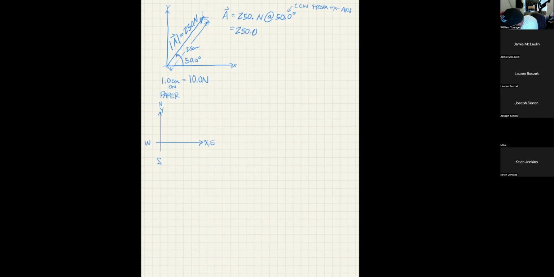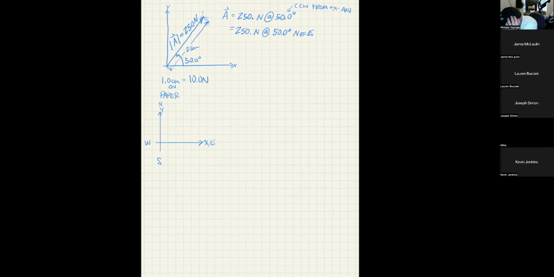250.0, or actually not 0.0, 250 point newtons. And this time we'd say it is at 50.0 degrees, and we'd say north of east. Okay, that's another way. See that I'm actually going up from the positive x-axis, and the positive x-axis is in the east direction. So north of east would be exactly what we have.